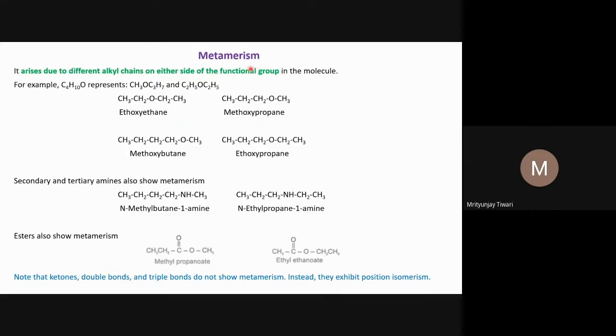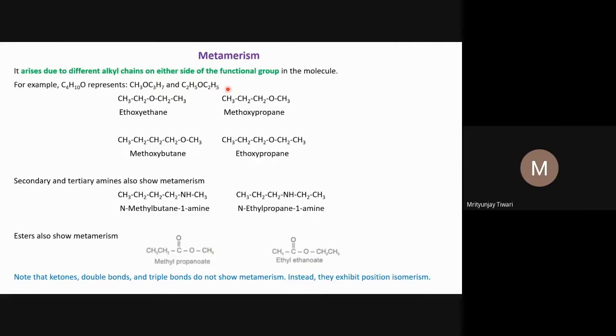Now let's see metamerism. Metamerism arises due to different alkyl chains on either side of the functional group in a molecule. In this example you can see the ether. The ether O group is there, and this is C4H10O. This is the functional group. If the oxygen is attached to a CH3 group on one side and a C3H7 group on the other side, there is one possibility. There is another possibility that the oxygen is attached to C2H5 on one side and also to C2H5 on the other side.